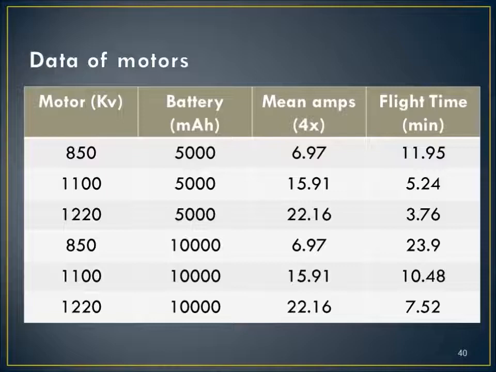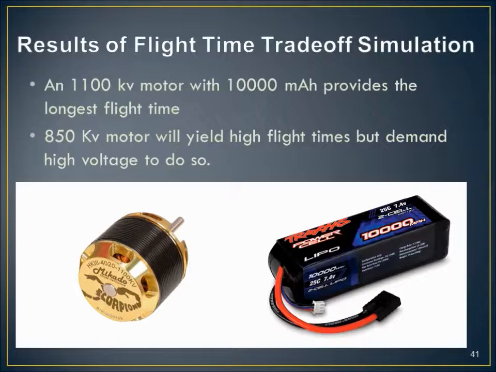As you can see, four of the different alternative combinations meet the required flight times, and based on our results, the 1100 kV motor with a 10,000 milliamp battery provides the longest flight time. Even though the 850 kV motor actually yields more flight time, it demands a higher voltage to do so. So the 1100 is our best bet for motor combination.